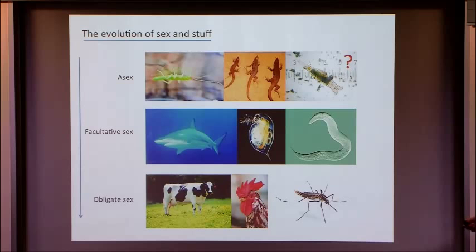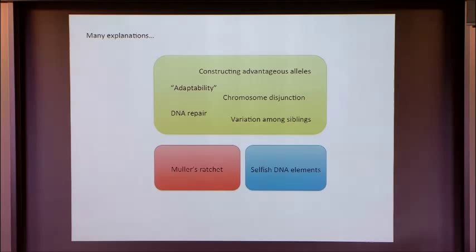Okay. So, there are lots of explanations for sex, and we've heard a lot of them. I'm not going to go into them. There are a lot of things which suggest some benefit. There's Muller's ratchet, which removes deleterious alleles, and there are explanations that are basically neutral.